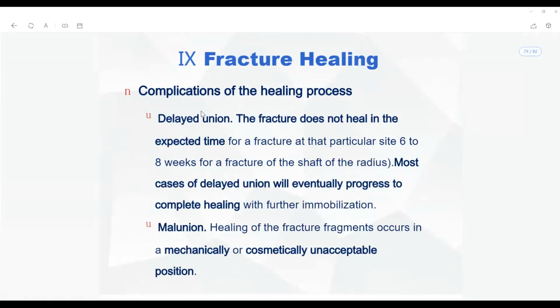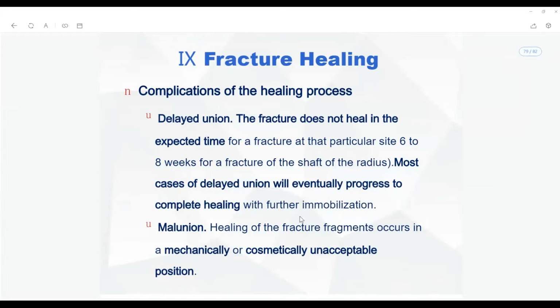Such kinds of problems are delayed union, where the expected 6 to 8 weeks of healing time is not enough, and healing is not happening between the fragments. That time it is actually called a delayed union. However, delayed union will generally progress to complete healing with further immobilization.